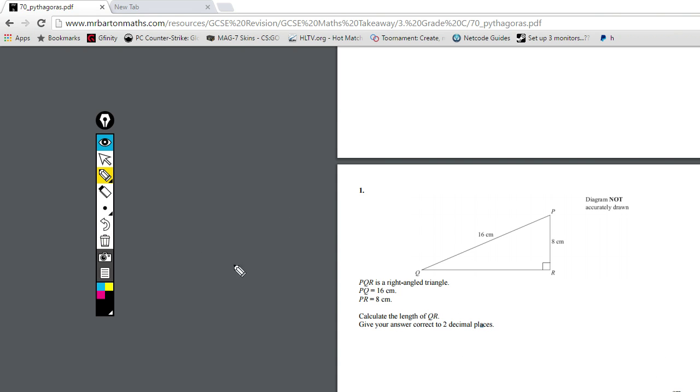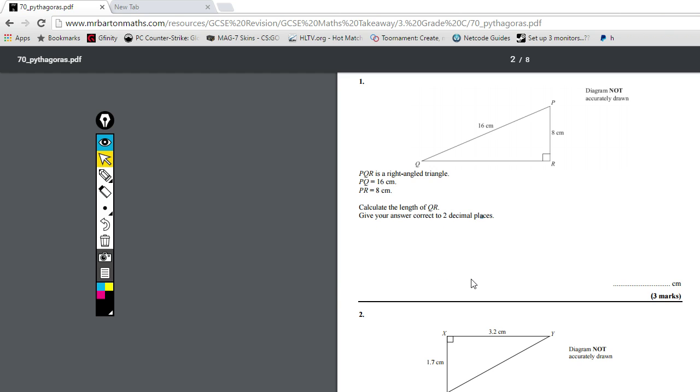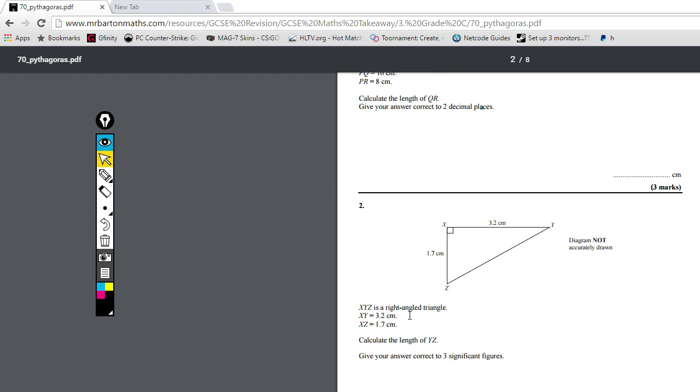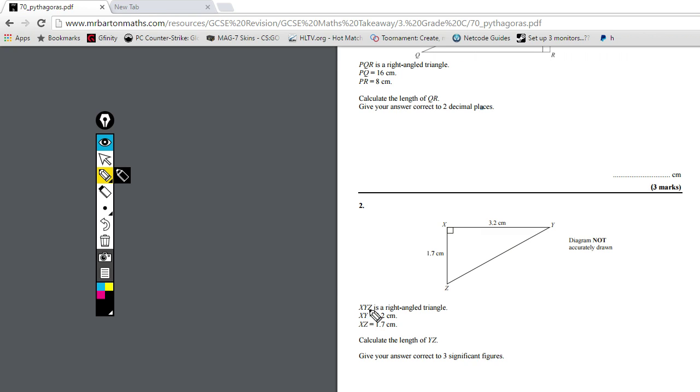Anyway, let's do another example. We're getting used to this now. So, here we have x, y, and z is a right angle triangle. XY equals 3.2 centimeters, and XZ equals 1.7 centimeters. Calculate the length of YZ, which is that angle.